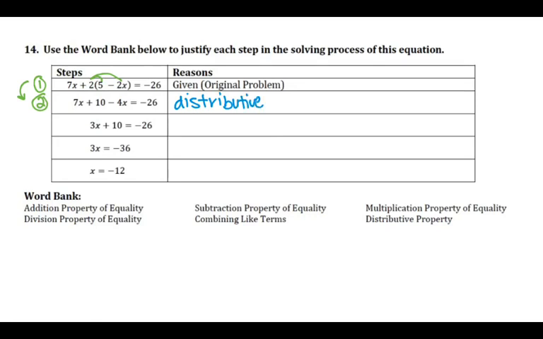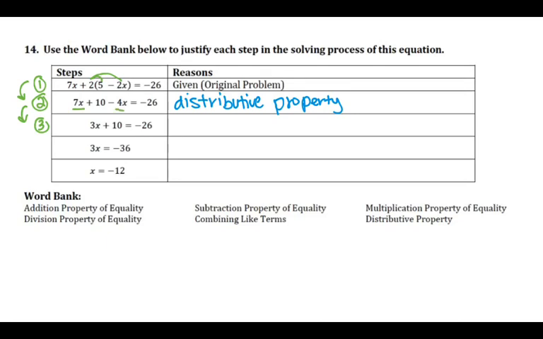So whatever it is this particular person did to get from one step to the other, that is what you are going to write for your reason. Okay, now let's look at what this person did to get from 2 to 3. So let's examine. They end up with a 3x. I bet you they got that 3x by combining those two terms.